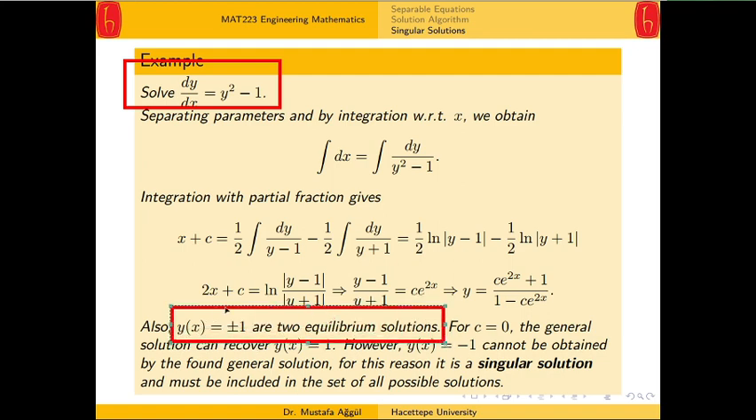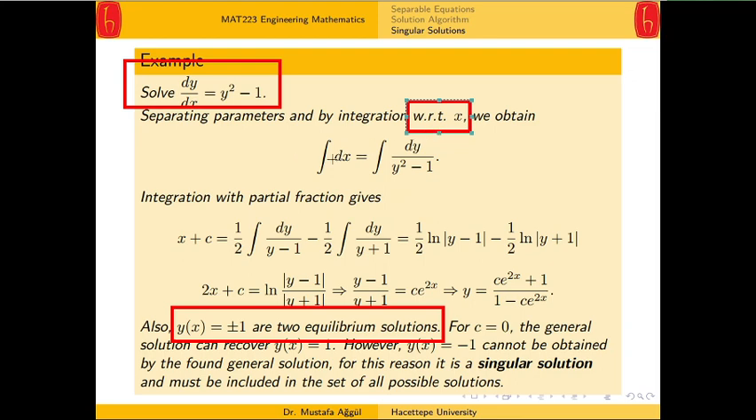Okay, so we know that before solving this problem, y equals 1 and y equals -1 are two solutions of this problem. We put them on the side, and then we move on with our separable equation discussion. So if you separate the variables and integrate with respect to x, then we will see dy over y squared minus 1 is equal to the integral of dx.